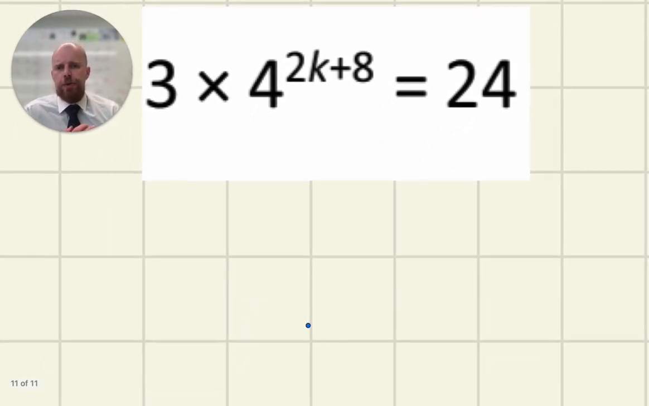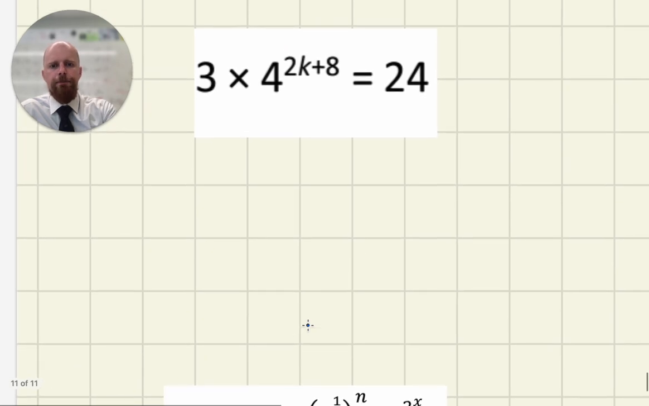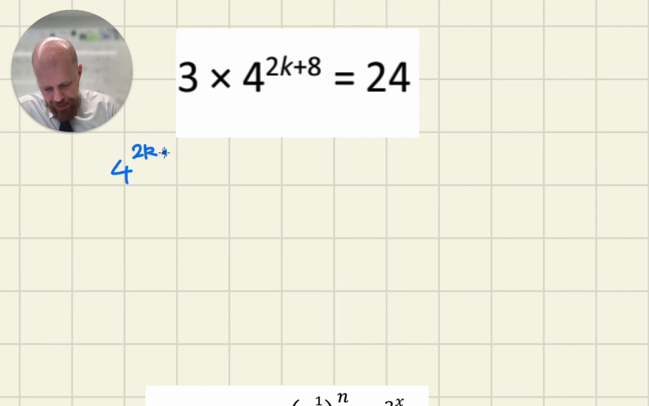Let's have a look at the next question. 3 times 4 to the power of 2k plus 8 equals 24. Now, at the moment, there's not very much we can do with our indices laws, so let's just try and solve it like an equation to start with. I've got times by 3, so let's divide both sides by 3, and that will give me 4 to the 2k plus 8 equals 8.